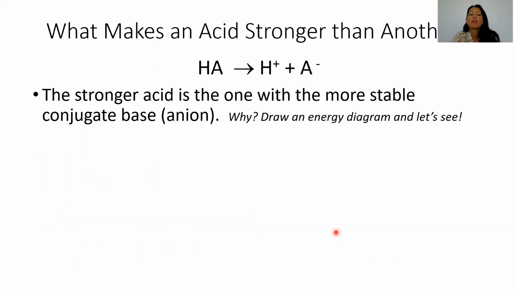First of all, let's ask ourselves what makes an acid stronger than another. So say you have HA, it can break apart, deprotonate, give you the proton and its conjugate base. The stronger acid is the one with the more stable conjugate base. Why is that? You could just believe me, but let me tell you where that comes from. To answer that, we have to look at an energy diagram. If you want, you could pause and think about that and try to draw one out yourself.